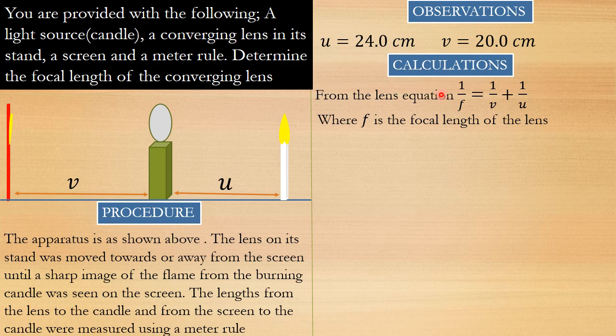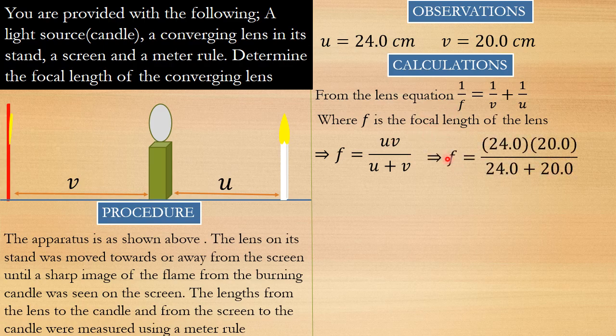That therefore means that if we make f the subject, we are going to have f to be uv all over u plus v. So we cross multiply and divide by the LCM. Then since we have 1 over f, now we invert. We have uv over u plus v. That therefore implies we substitute all the values. Then if we punch our calculator, we expect to see an answer of 10.9 centimeters.